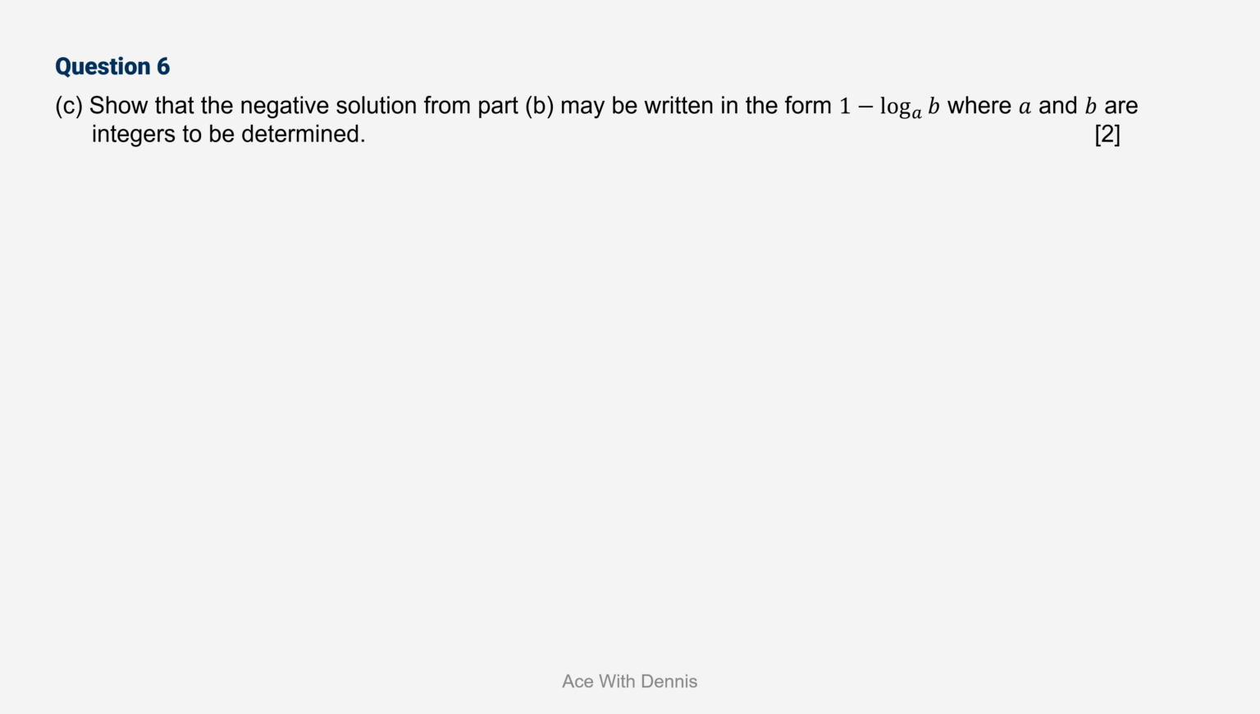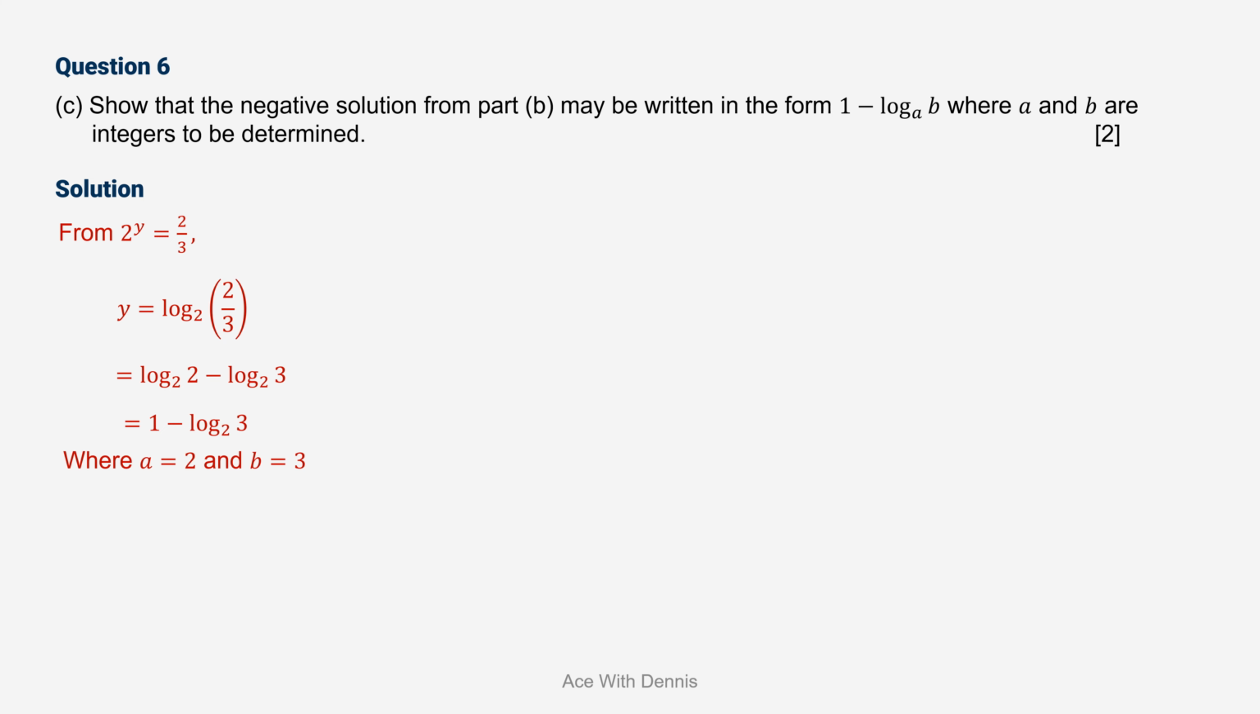C. Show that the negative solution from part B may be written in the form 1 minus log base A of B, where A and B are integers to be determined. 2 marks. So here's the solution. From 2 to the power y equals 2/3, y is log base 2 of 2 over 3. Applying the logarithm laws, we get log base 2 of 2 minus log base 2 of 3. So log base 2 of 2 is 1, and then it becomes 1 minus log base 2 of 3, where A equals 2 and B equals 3. Hence, this is the answer for part C.